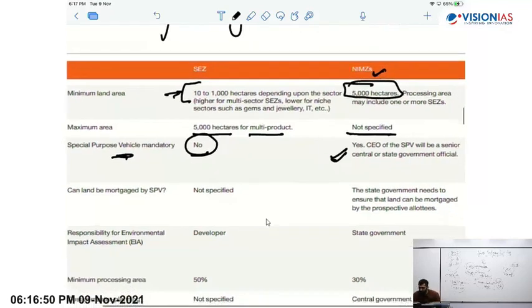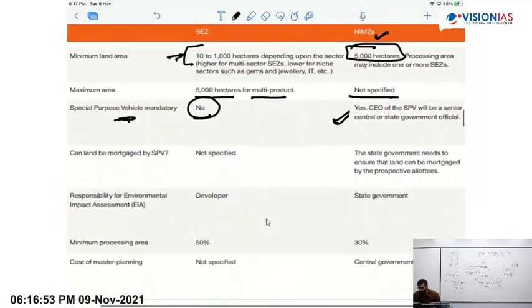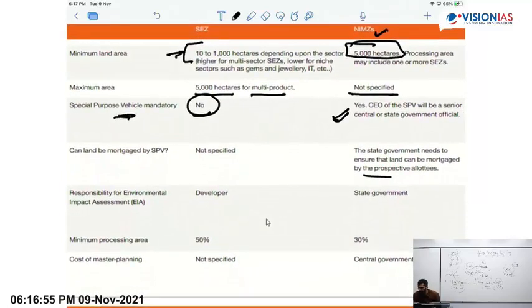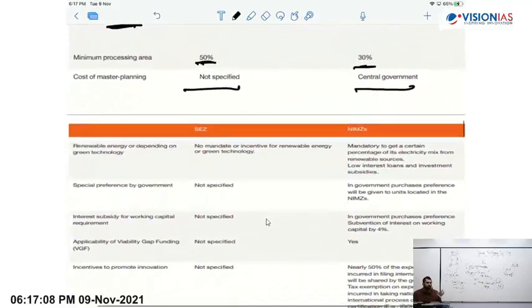special purpose vehicle. Can land be mortgaged by SPV? Not specified, need to ensure by prospective allottees. Responsibility for assessment, state government. The environmental impact assessment. Minimum processing area 50%, 30%, cost of master planning not specified, central government. So it's just the features which is different.